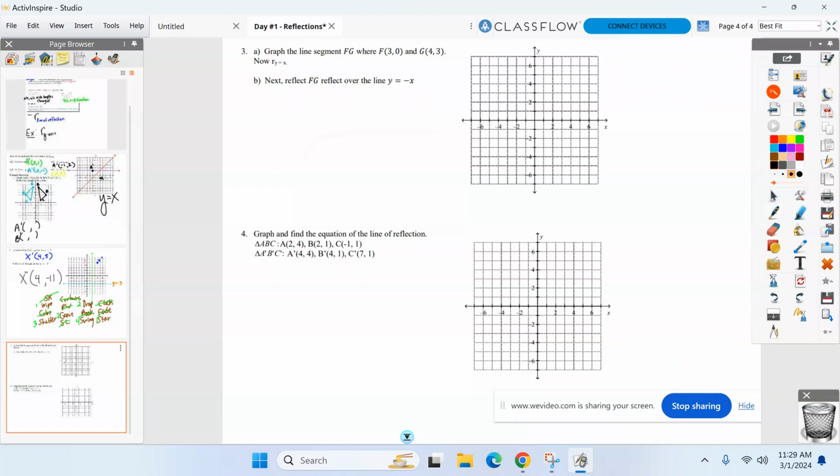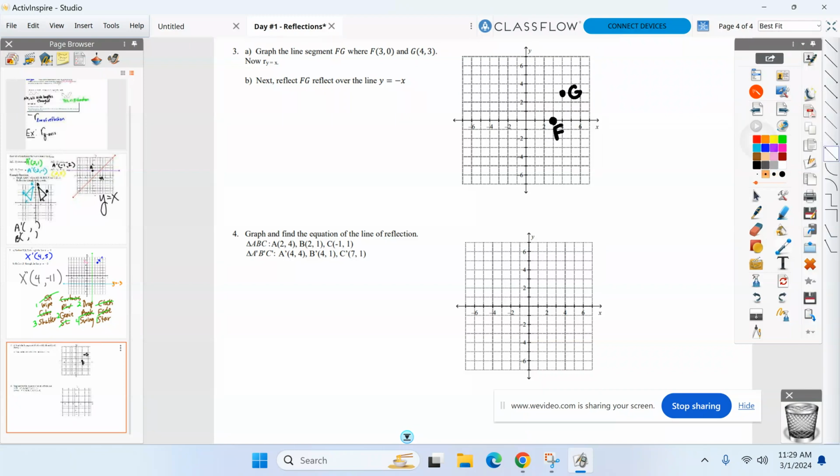All right, we've graphed, and I'm just video recording all this. We've graphed triangles and we've graphed points. The only thing we need to review is, can I graph a segment? Yes, we can graph a segment. So go ahead, graph segment FG for me. 3, 0. And make sure we make a segment out of it.